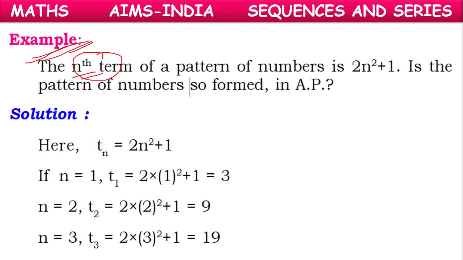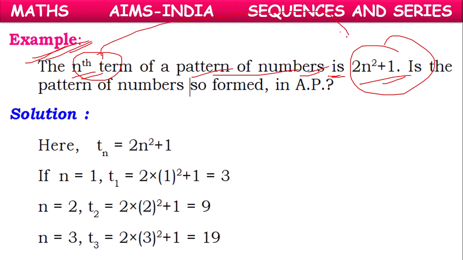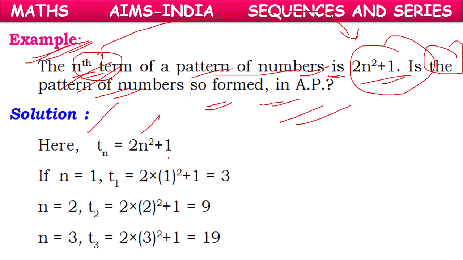Next. The nth term of a pattern of numbers is 2n squared plus 1. If the nth term is given, they are asking: is the pattern of numbers so formed in AP? So with this pattern, if we frame the numbers, will those numbers be in AP or not? That is the question. The nth term is tn equals 2n squared plus 1.